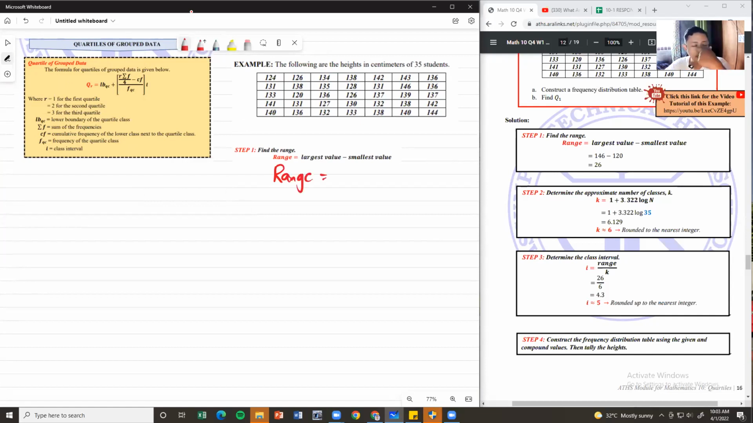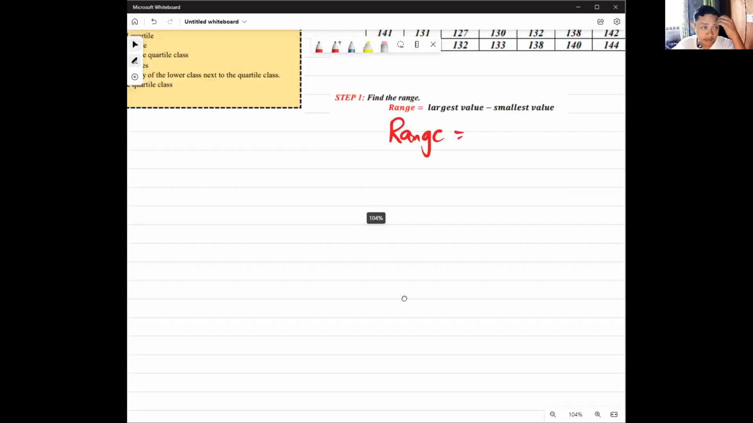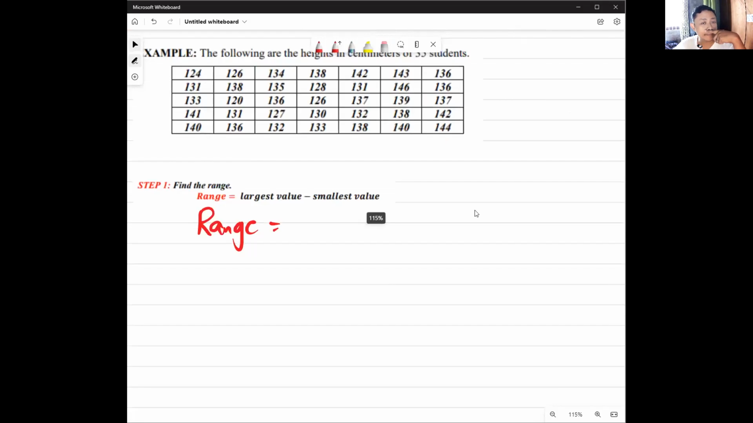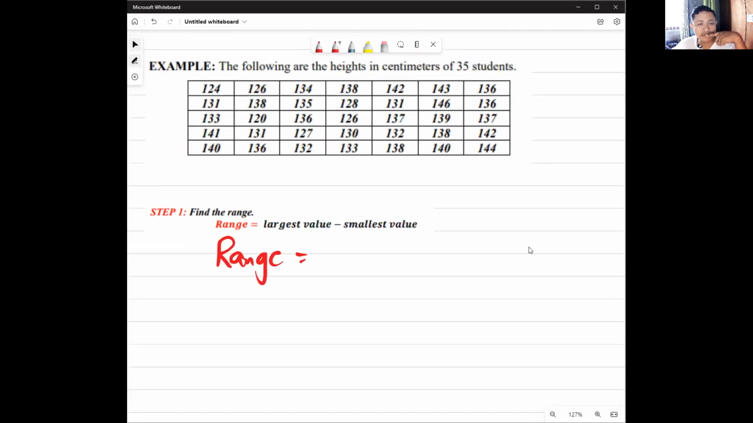So we have here range is equal to the largest value. What's our largest value? Type your answer in the chat box, please. From the set of given, let me make it bigger. What's the largest value? The largest value is 146. That's the largest. And what's the smallest value? Type it in the chat box, please.